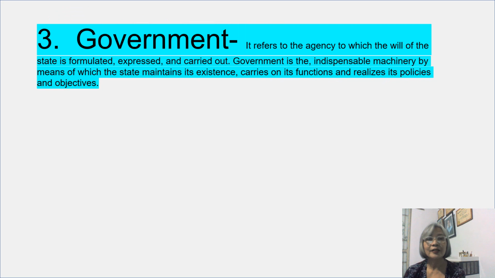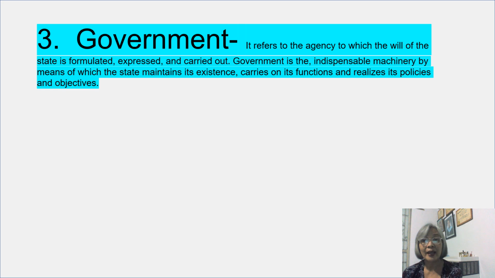So, the next element will be the government. Government refers to the agency to which the will of the state is formulated, expressed, and carried out. Government is the indispensable machinery by means of which the state maintains its existence, carries on its functions, and realizes its policies and objectives. So, yung government ay lifeless. Wala siyang buhay. It is an idea.